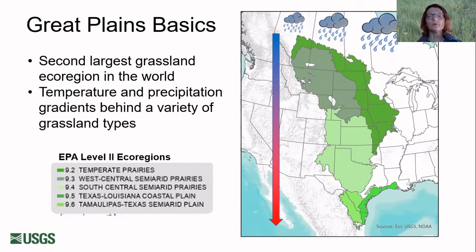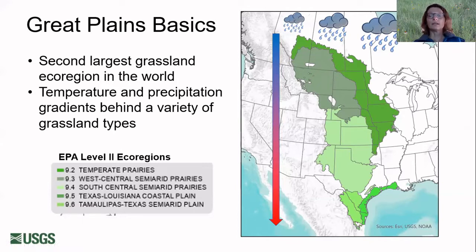Diurnal and annual temperature variation and intra and interannual variation in precipitation also grade across the region. And basically summing up those gradients, it ends up that the plants of the northwestern Great Plains experience more weather variability than in the south and east.